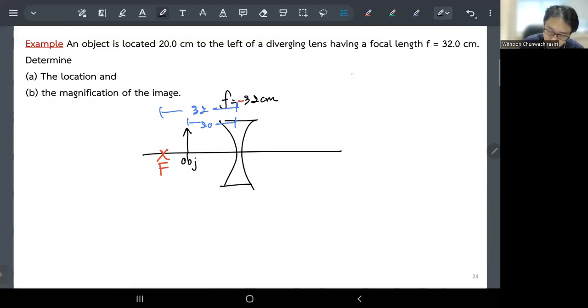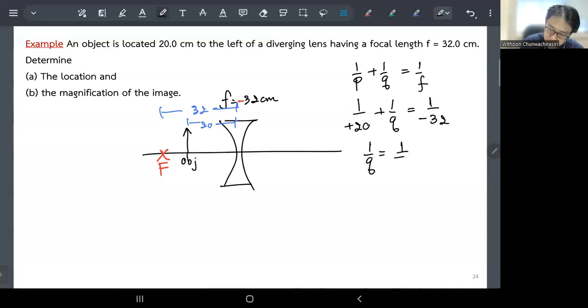Go for it, guys. 1 over P plus 1 over Q equal to 1 over F. There's only a single object here. So your P is just positive 20. This object is a real object in front of the lens. Plus 1 over Q, this is what you want to figure out. The focal length is negative 32. And from here, you can figure out the Q by doing some mathematics over here. If I can do this correctly, I hope.